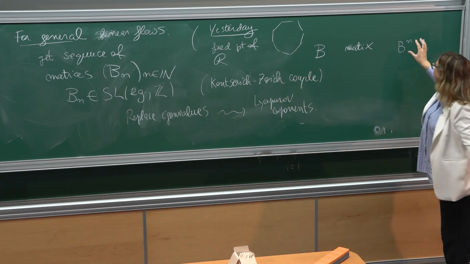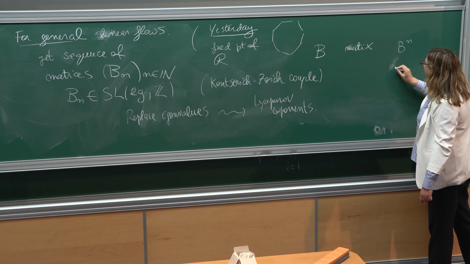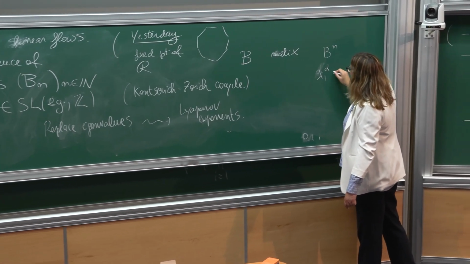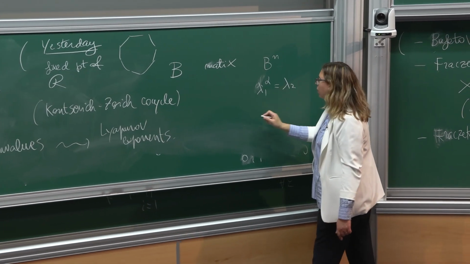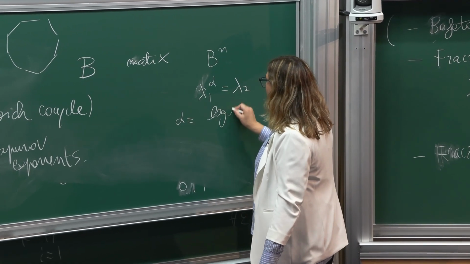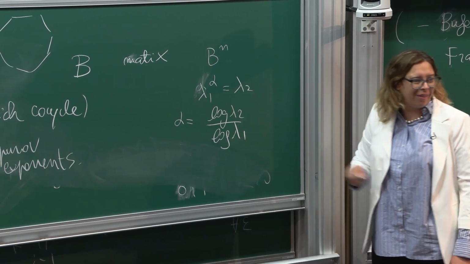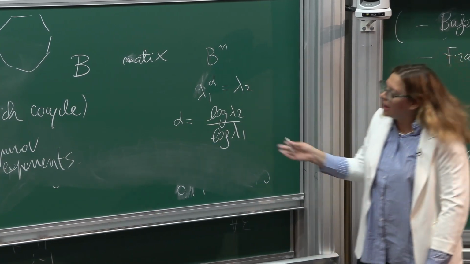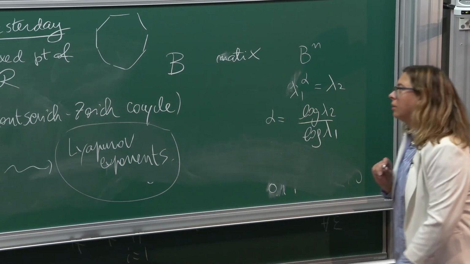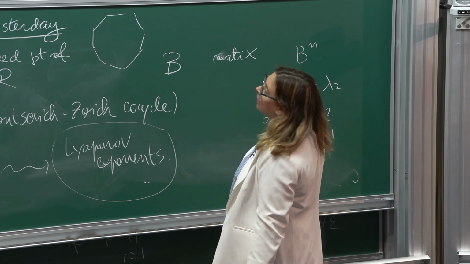So alpha yesterday was related to this: lambda 1 to the alpha was equal to lambda 2. So alpha, if I take logs, is the log of lambda 2 over the log of lambda 1. So it was a ratio of logs of eigenvalues. And here, the objects which come into play are ratios of Lyapunov exponents. OK, this is all I want to say about deviations for this setting.